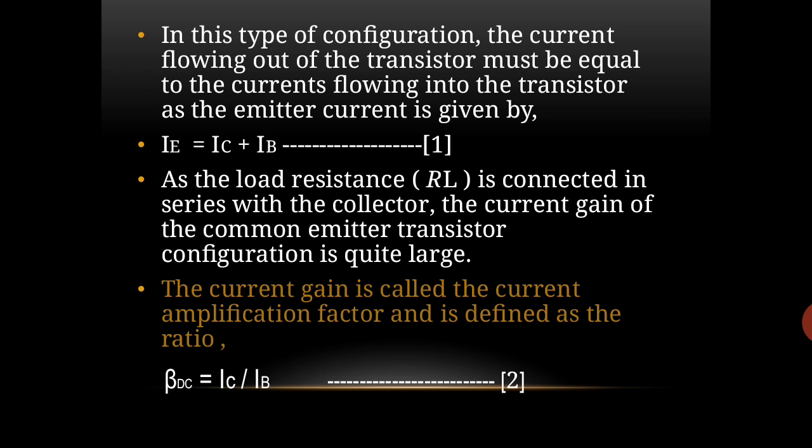As the load resistance RL is connected in series with the collector, the current gain of the common emitter transistor configuration is quite large. The current gain is called the current amplification factor. Simply we can say the current amplification factor beta is the ratio of collector current and base current, as you can see in equation number 2. Now one by one, just remember the first equation, then the second is the current amplification factor. Okay.